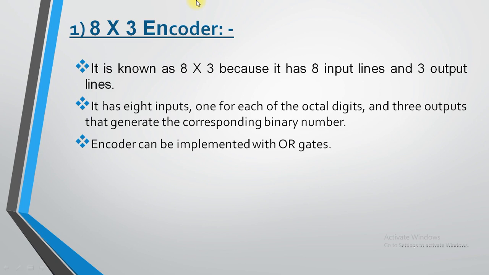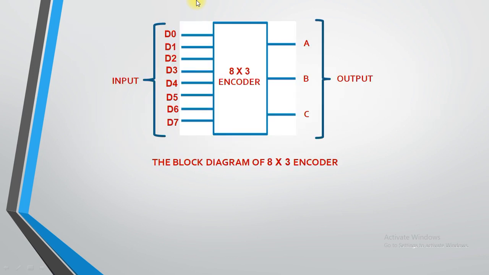Now let me share again the block diagram of the 8 by 3 encoder in which we have 8 input variables. At a time only one input variable is activated. In between, inside the box, you need to write 8 by 3 encoder. You need to draw 3 output lines which can be represented by A, B and C variables. Over here you need to write input, over here you need to write output.